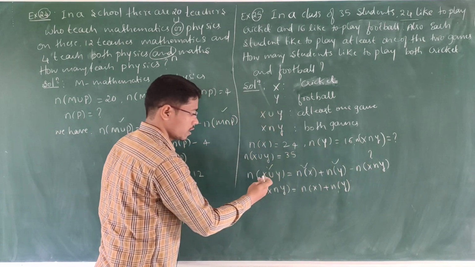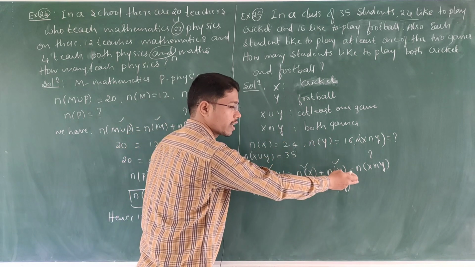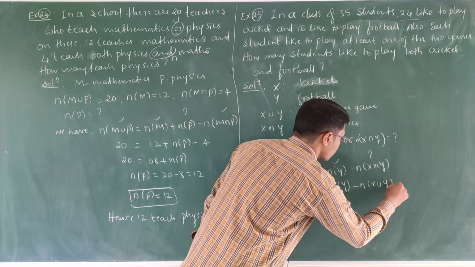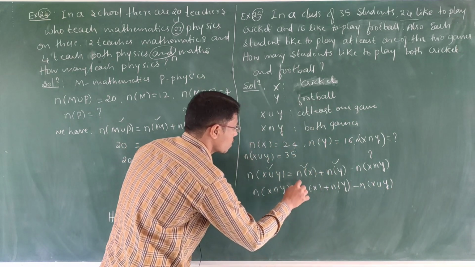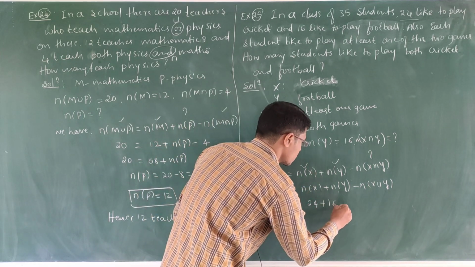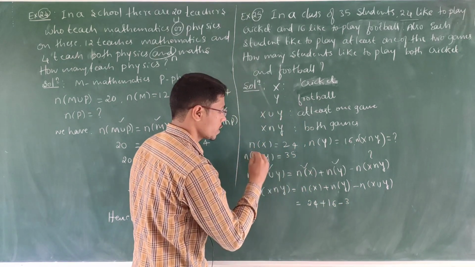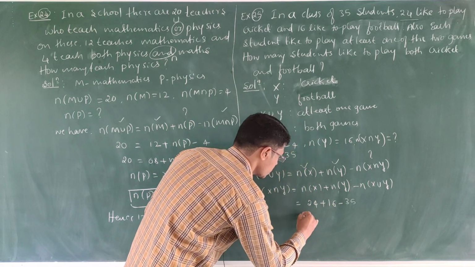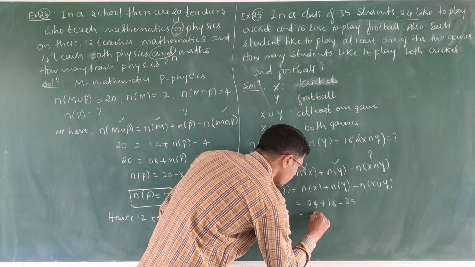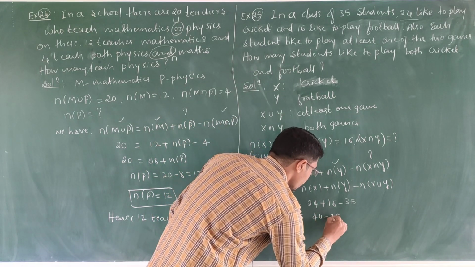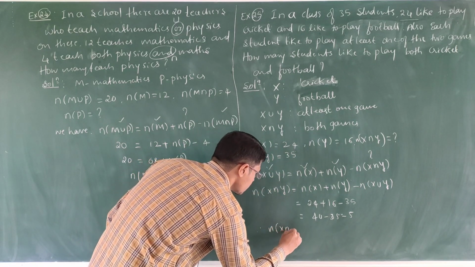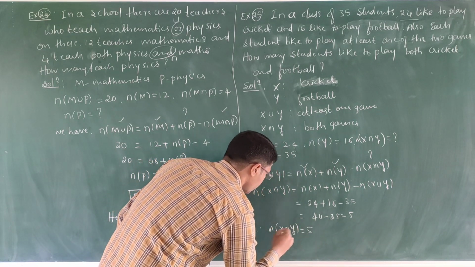So this I take to the LHS, so it will go to the RHS, it becomes negative n of X union Y. So this is equal to n of X is 24, n of Y is 16 minus union is 35. So this is equal to 24 plus 16 is 40. Okay, 40 minus 35, this is equal to 5. Therefore n of X intersection Y equal to 5.